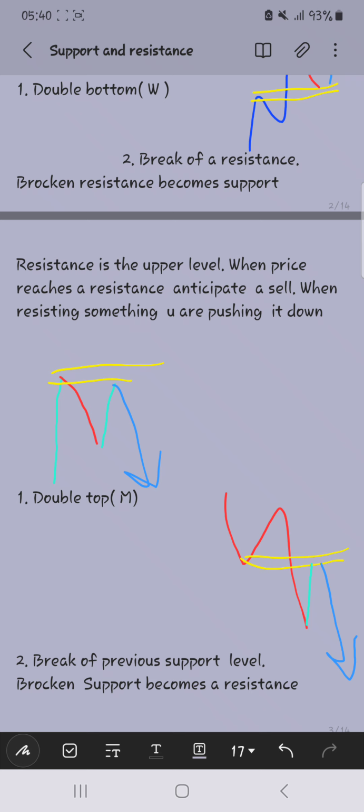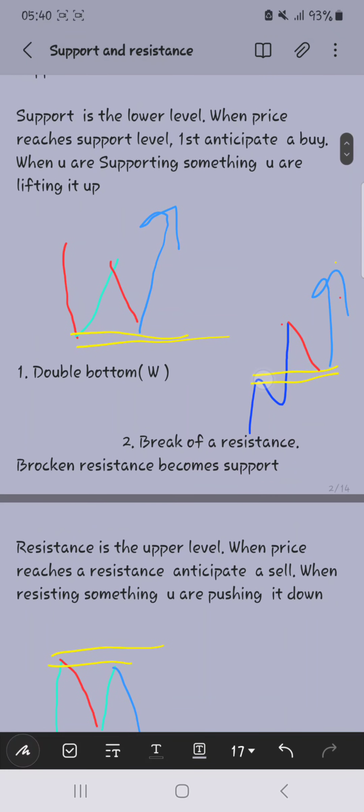And again, don't trade the M's unless you're experienced. If you are still a beginner, don't trade these types of setups. I'm going to show you what you have to trade instead. Over here, as we can see, the market is trending up. So how do we get our entries over here? First of all, what you have to look for is a break of this resistance.